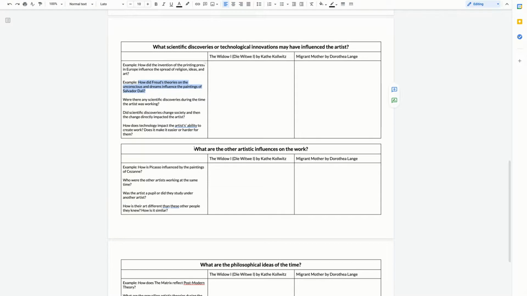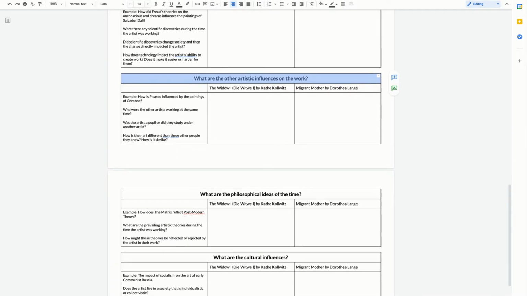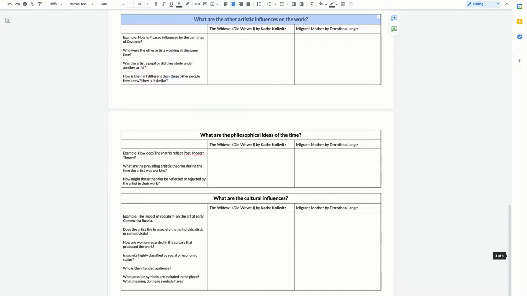The next one is, what other artists influenced the work? Artists do not work in a vacuum. We don't live in a vacuum. We don't live mostly squirreled away from other people. So these artists were directly influenced by other artists. They worked with them. They talked with them. Who were they? Tell me about them. Again, this can be found by doing some simple research on both of these artists.